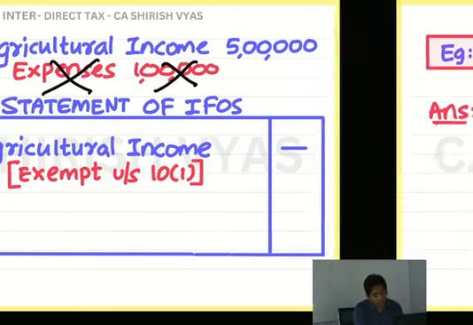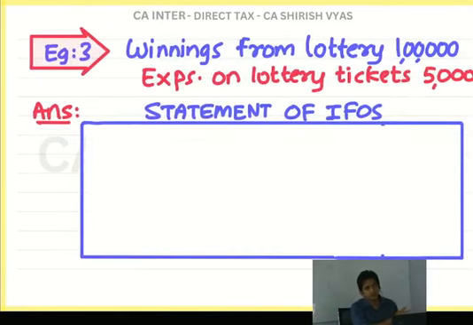Now next rule, try this. Winnings from lottery. It can be any winnings, a horse race. Nowadays online games, gaming winnings are there. So tell me, now winnings from lottery is what? Exempt or taxable? It is taxable. And right now what did I say? Taxable income, deduct the expense. Exempt income, ignore the expense. So winnings is taxable income. So you should deduct the expense.